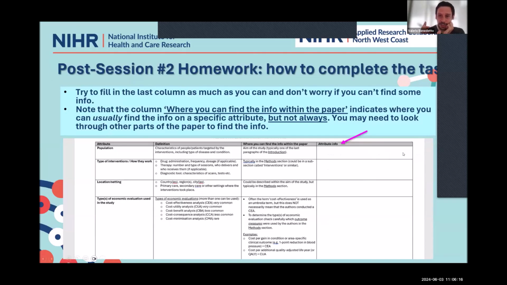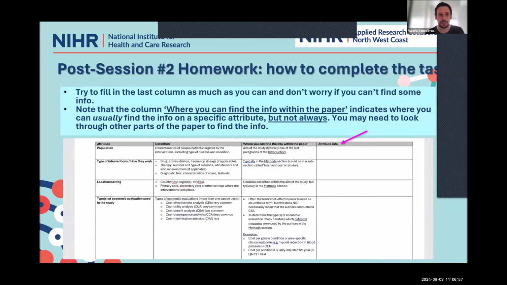In this table, you need to try to fill in the last column, which is attribute info. And in the previous columns, you get information about the attribute, the definition, and where you can usually find this info within the paper. So try to do as best as you can. We are not here to judge you. You try to extract as much information as you can from the paper and report it in the last column. If you struggle, please get back to us. Please ask us questions, and we will check the tables, and we can work with you in order to find the correct information. But it's a good exercise in order to familiarize yourself with all these attributes.